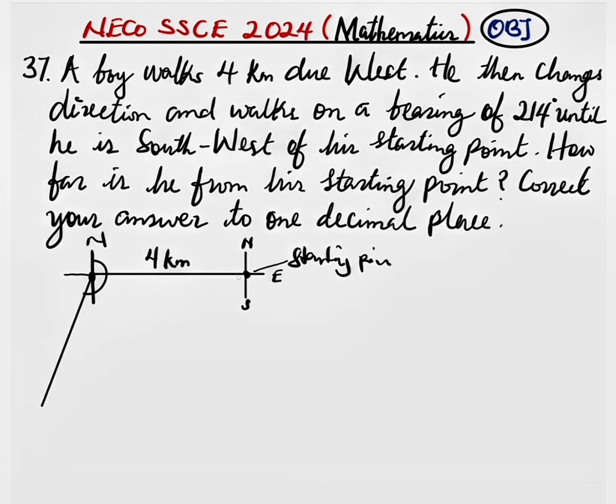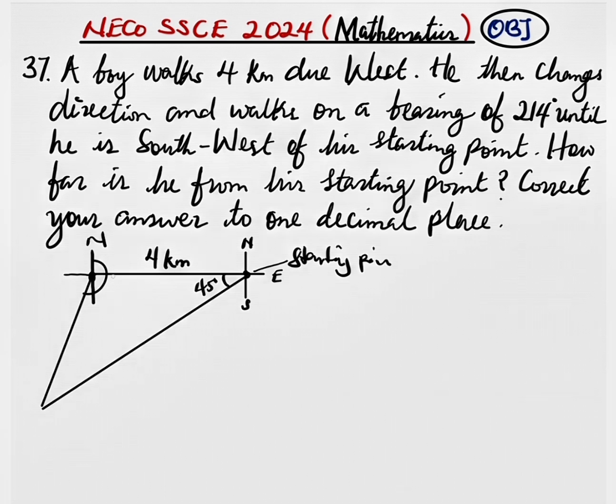The span of southwest is 90 degrees. So when it gets directly, that means it bisects the angle, and we have 45 degrees. So this angle is 45 degrees.